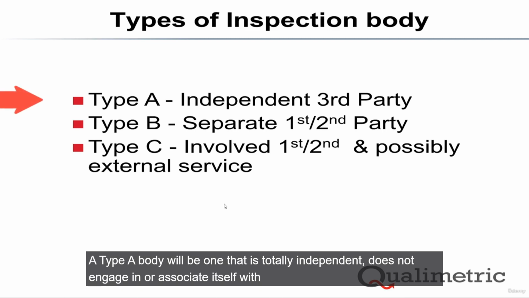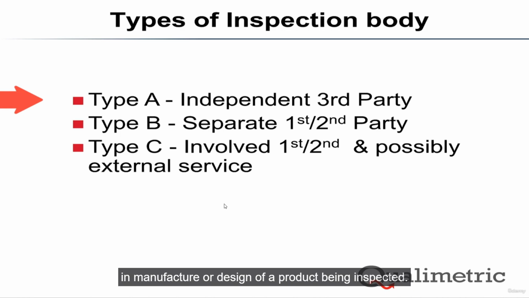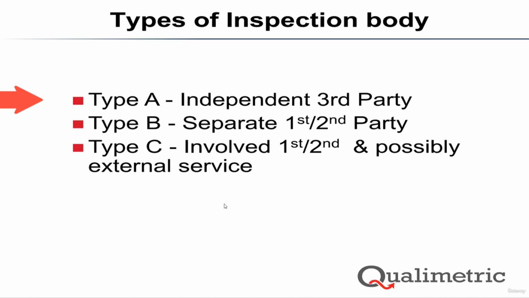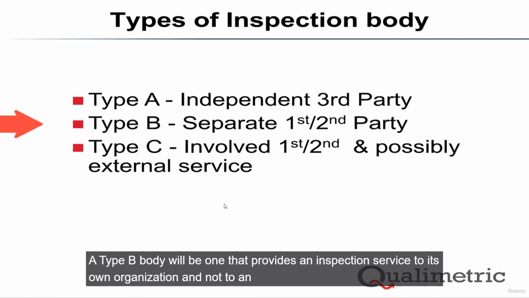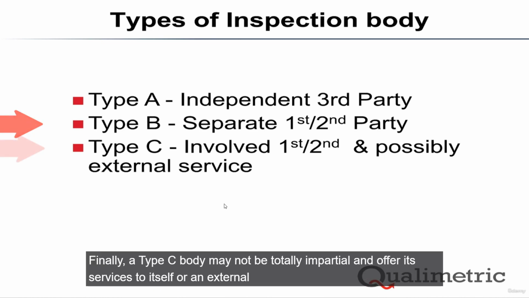A Type A body will be one that is totally independent, does not engage in or associate itself with any activities which would conflict with their independence of judgment, for example, not to be involved in manufacture or design of a product being inspected. A Type B body will be one that provides an inspection service to its own organisation and not to an external customer, and requires organisational separation of the inspection function within that body. Finally, a Type C body may not be totally impartial and offer its services to itself or an external party.